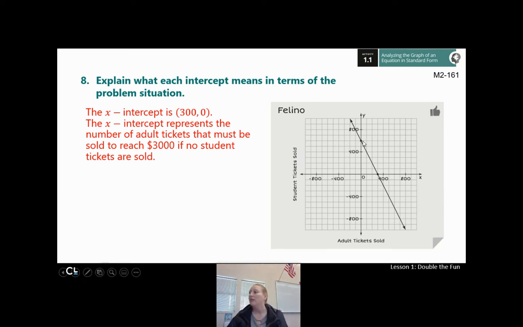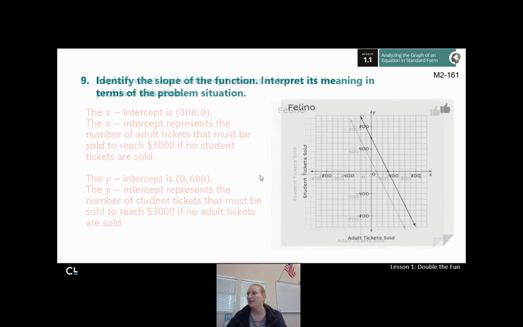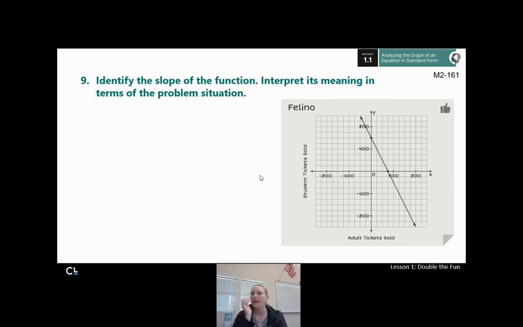Our y-intercept is up here at 600. So the y-intercept is at (0, 600), which means, because y is the student tickets sold, the y-intercept represents the number of student tickets that must be sold to reach $3,000 if no adult tickets are sold. All right.